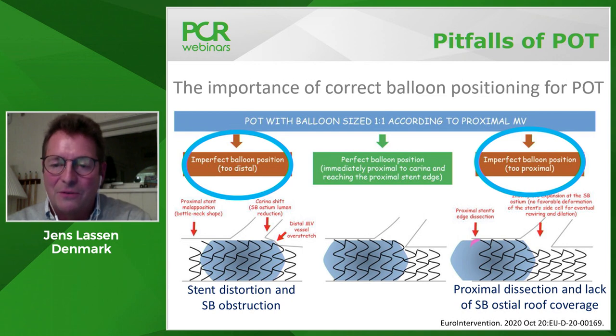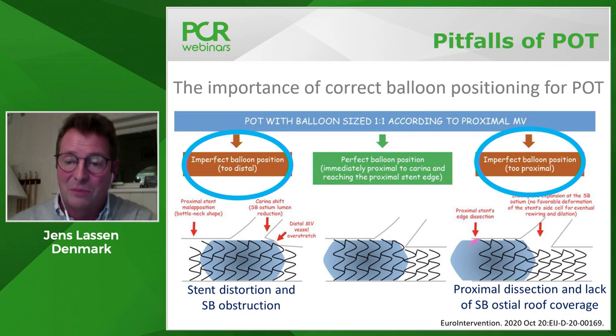This is actually out of the newly published 15th consensus document from the European Bifurcation Club. And it shows exactly what we are facing when we are doing the ballooning with a second shorter balloon to open up towards the side branch. One of the things that we see, in the far right, is that if we bring in the POT balloon too long away from the carina, we will have a geographical miss in the proximal part, and we will not open stent struts up too much in the distal part.